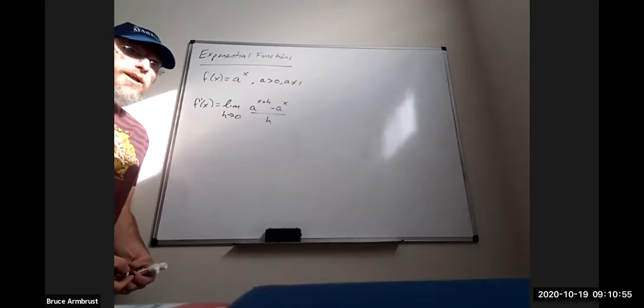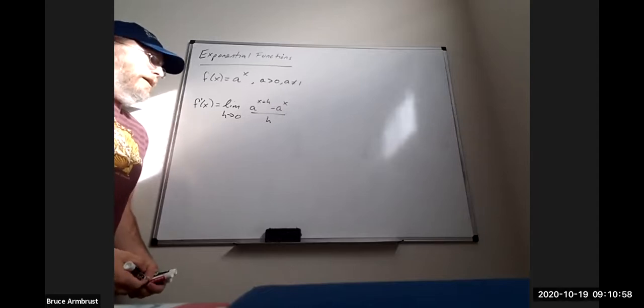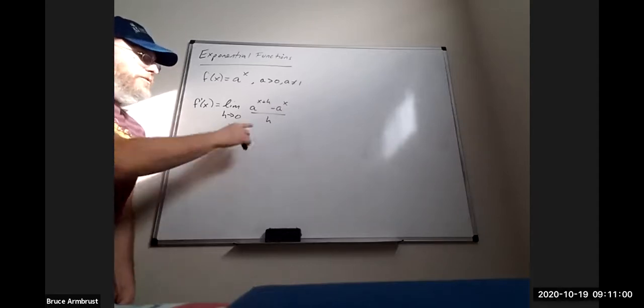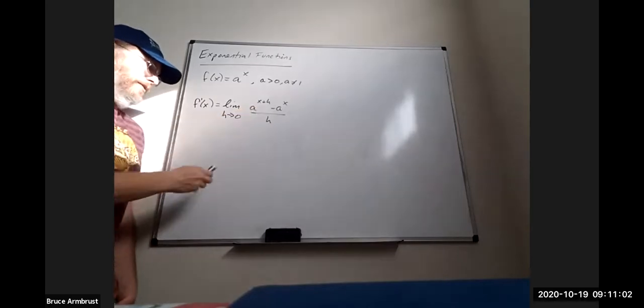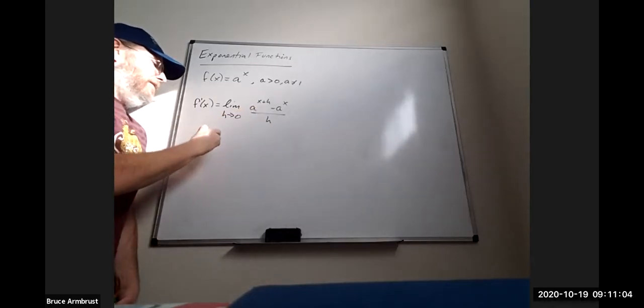All right, so if we're going to try to work with this, the first thing we're going to do is we're actually going to divide out an a to the x. We can divide out an a to the x on top.